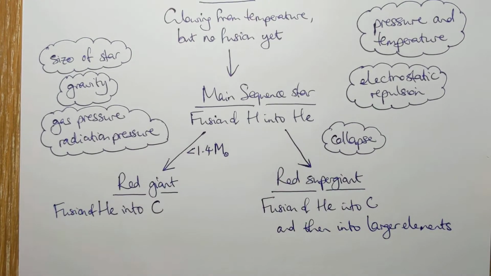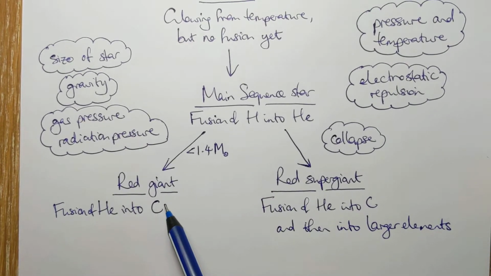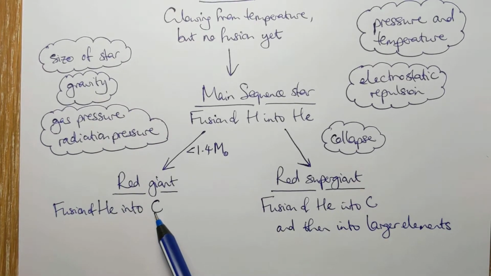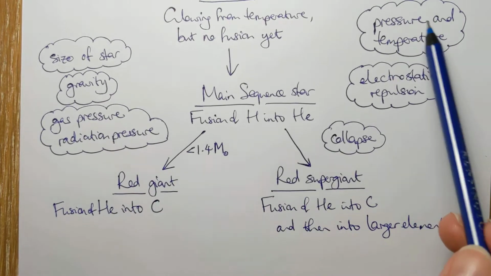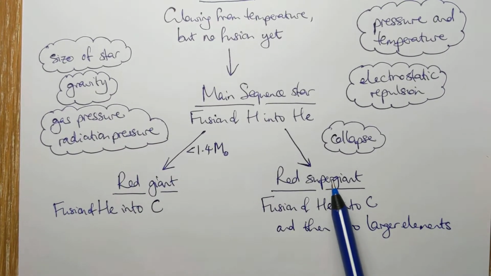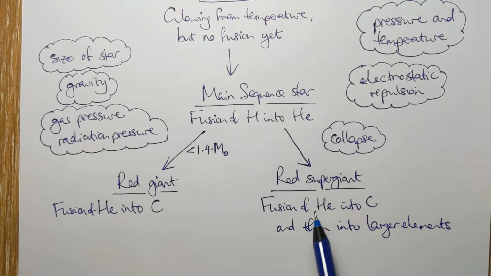Now once again, we're simplifying a lot here, but basically the red giant has enough mass to fuse helium nuclei into carbon nuclei, but it doesn't have enough mass. It can't make a big enough pressure and temperature to fuse anything bigger. But the red supergiant has got enough mass to keep fusing these larger and larger nuclei.